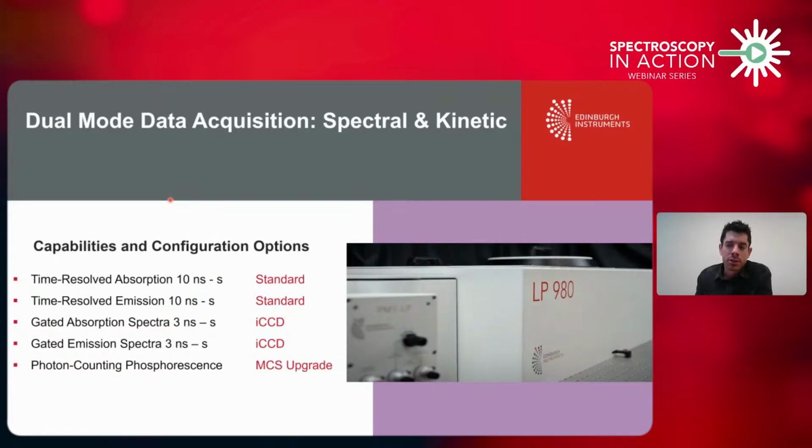The main capabilities of the LP980 can be seen here. The standard PMT detector enables time-resolved absorption and emission measurements from 10 nanoseconds to seconds. Gated absorption and emission spectra can be obtained with an intensified camera, the iCCD. And you can also add a photon counting upgrade for more sensitive measurements of phosphorescence decays.